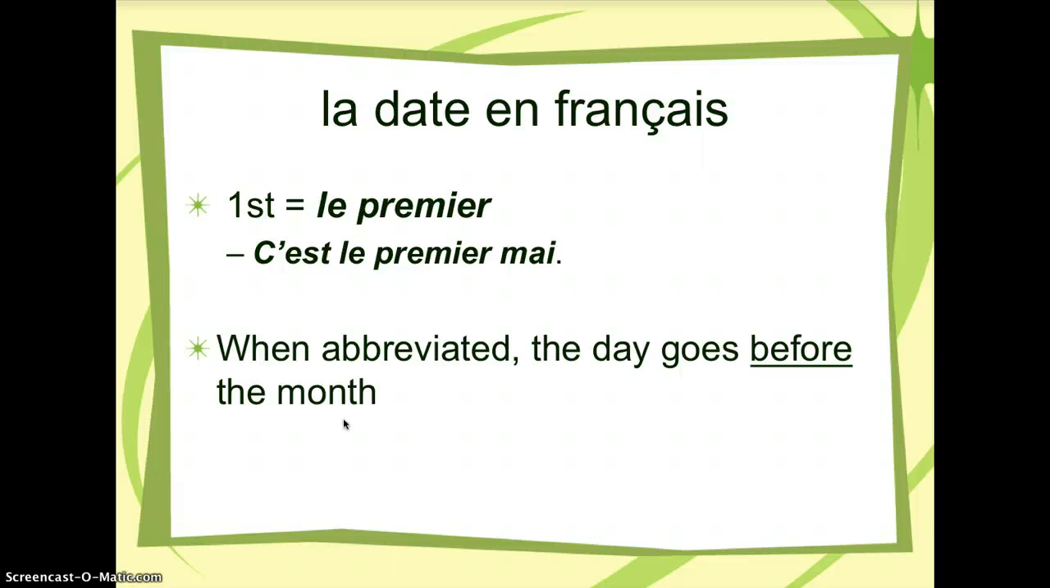The other thing that's going to drive us crazy is that when you abbreviate, the day goes before the month. So December 15th, you would say in French, le 15 décembre. So that's how you write it, le 15 décembre. It's the 15th day of the 12th month. Okay. So some of us would look at that and be like, there's not 15 months in the year. What are you doing? But it's because it's backwards to us. Le 15 décembre. Makes it easier when you go to say the date.